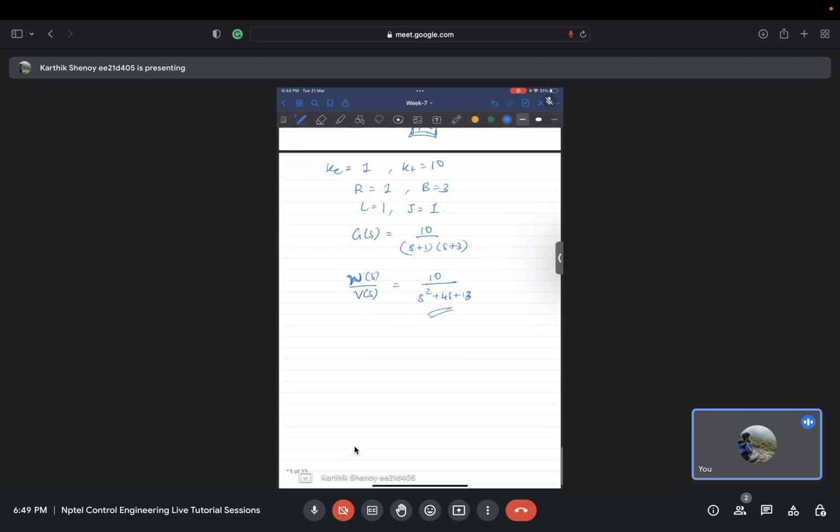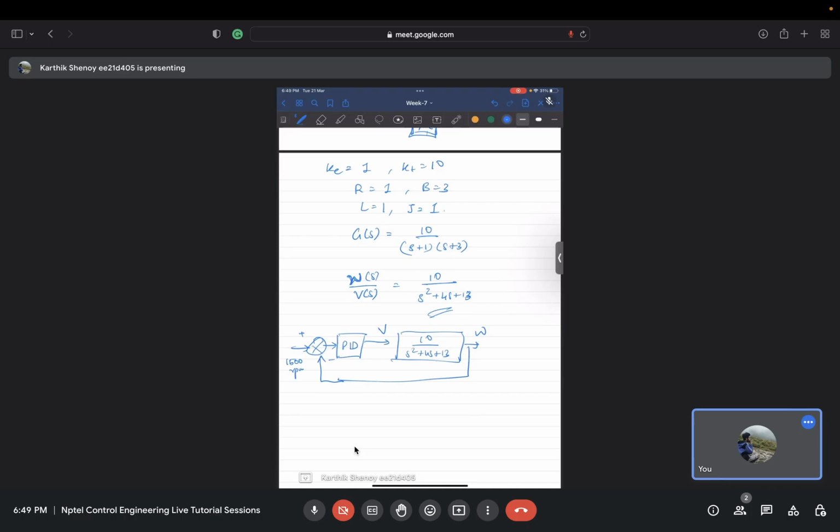So this is my plant, the omega, and this is my voltage, so that is 10 by s square plus 4s plus 13. Now how do I control this? I'll take a PID to generate the voltage, I'll feed it back, negative, positive, and say I'll have a reference speed of 1500 RPM, or in radians per second. It should be in radians per second.